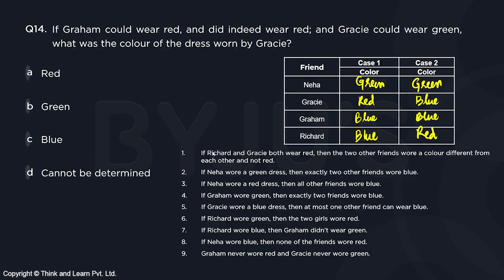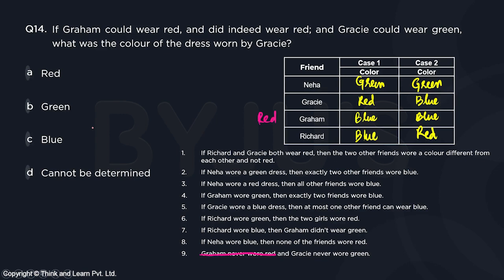Question number 14. If Graham could wear red and did indeed wear red and Gracie could wear green, what was the color of the dress worn by Gracie? So the question says Graham did wear red. So when Graham wears red, that means the ninth condition, first part, is not required, as in we can go against it. And Gracie could wear green. That means Gracie may or may not wear green. So we need to find out which color dress Gracie is going to wear. She might wear green, she might wear any of the other two, or maybe she can wear green as well as some other color. So we need to find those scenarios.